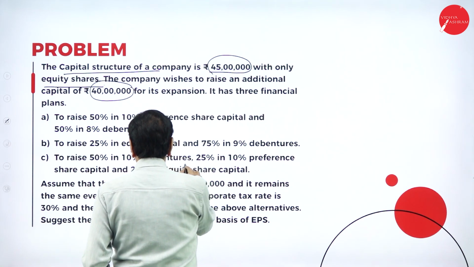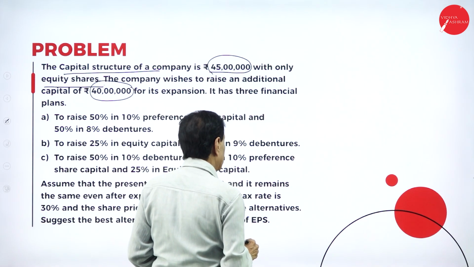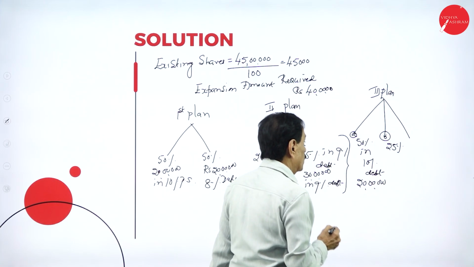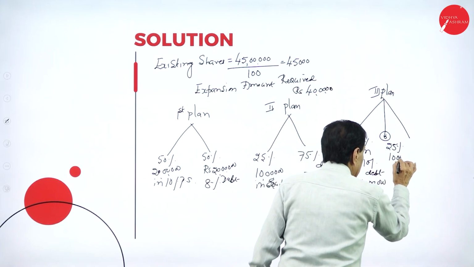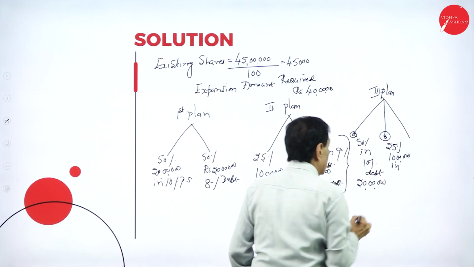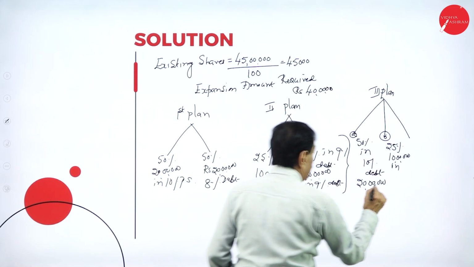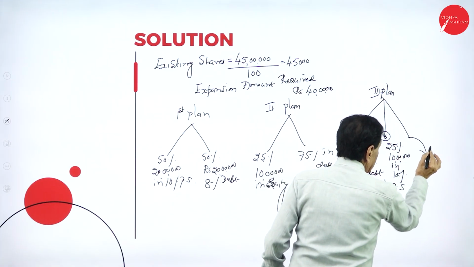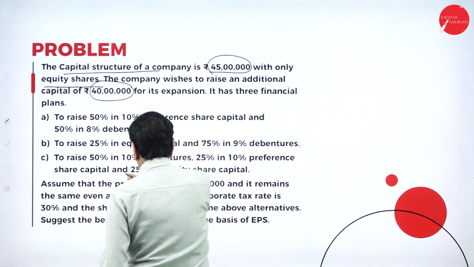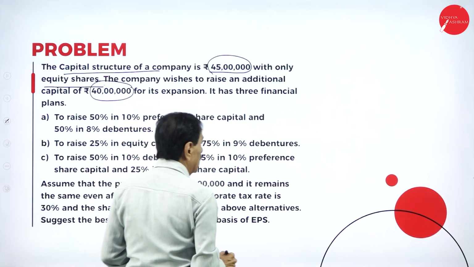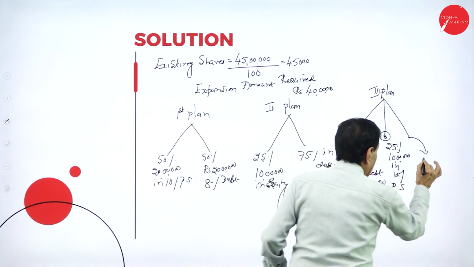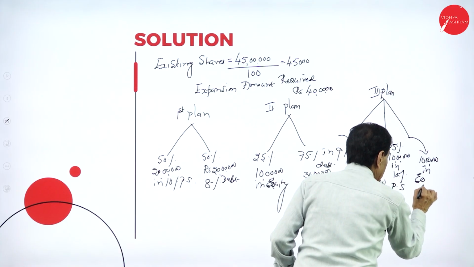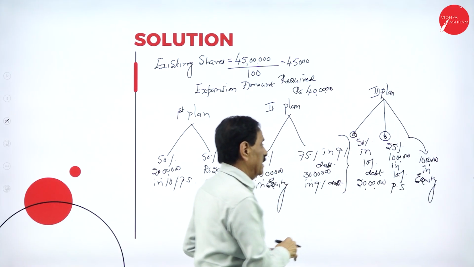Raise 25% in 10% preference share capital. 25% means 1/4, 10 lakh in 10% preference share capital, preference dividend. Third case, then 25% in equity capital, another 10 lakh in equity. These are all the three cases.